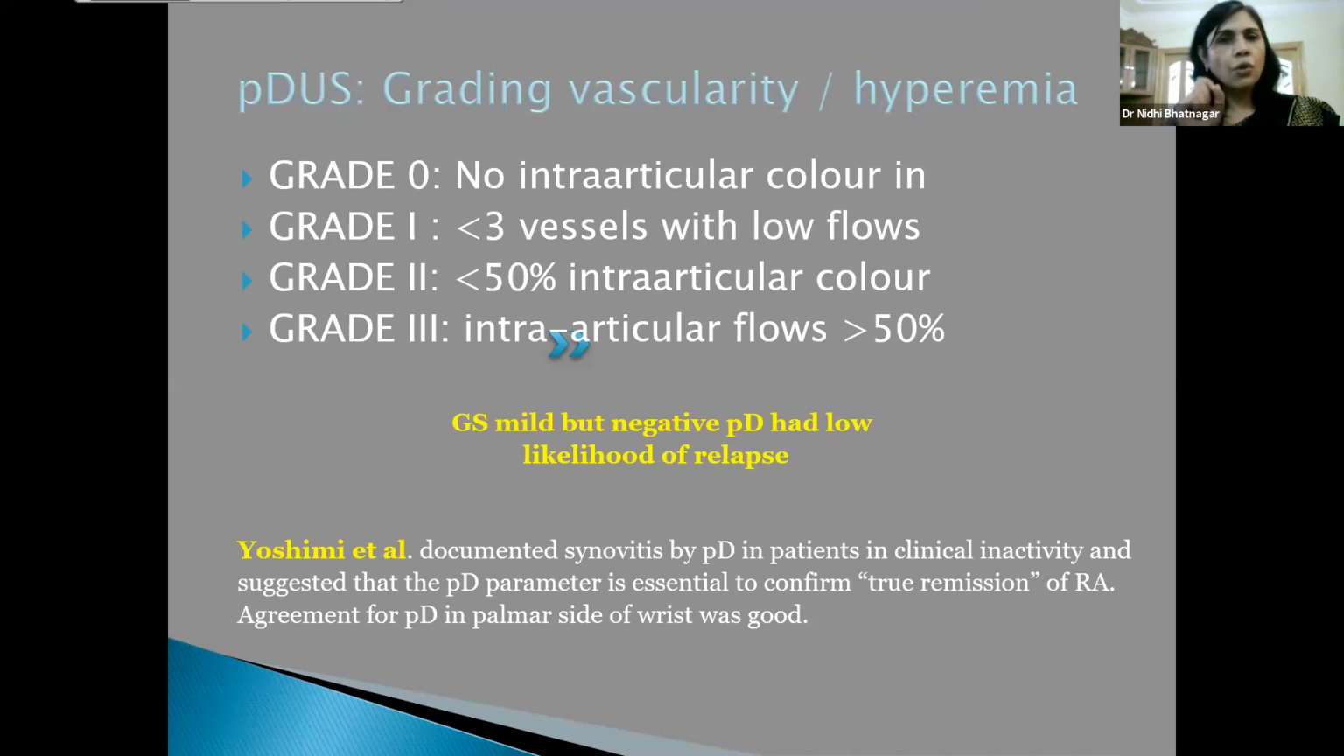And the take-home message here is that when the patient is in true remission, so we know that the patient has rheumatoid arthritis, but when he comes and we find that there is GSUS 1, but power Doppler is grade 0. So power Doppler grading has to be 0 for us to say that we are dealing with a remission.